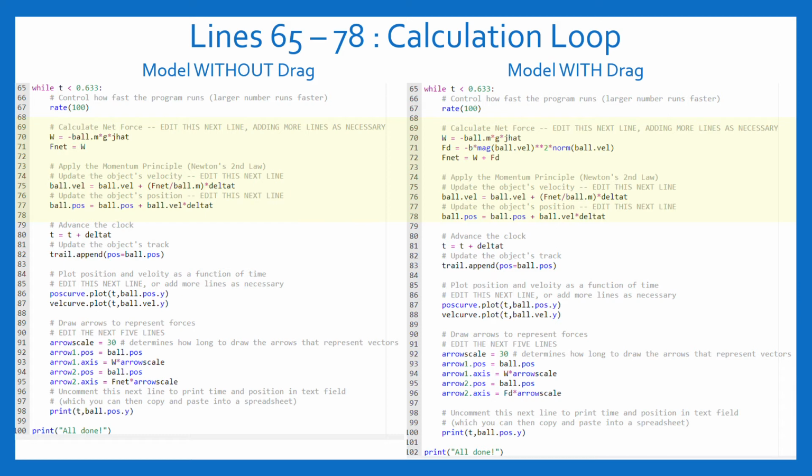We then apply Newton's second law, or momentum principle, as well as the position update formula, similar to what we did in Lab 1. However, in the model that accounts for drag, we define the gravitational force as well as the drag force, or FD, as seen in line 71. Drag force is set equal to the proportionality constant times the object's speed squared in the direction opposite of the velocity. We then define F net to be the sum of these two forces and insert the momentum principle and position update formula as done in the other model.